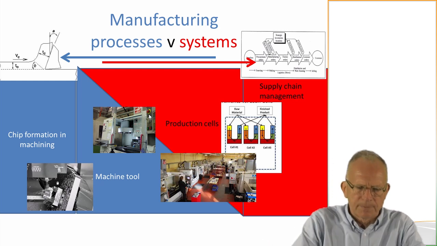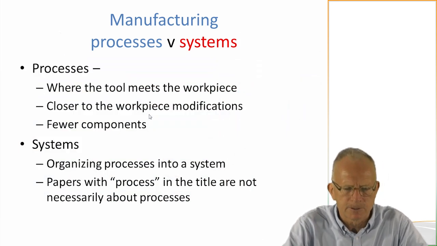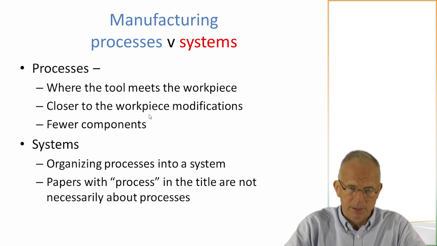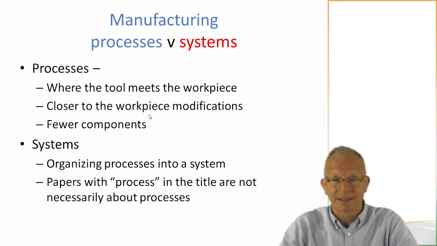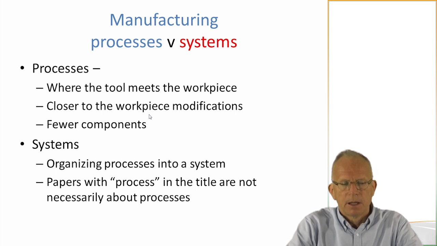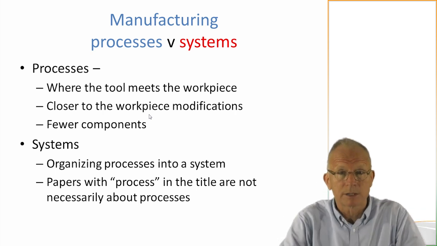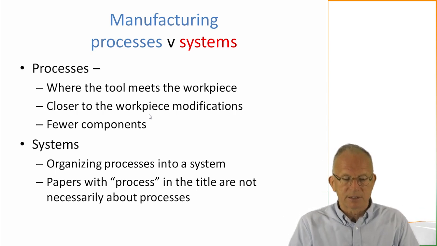All right, let's take a look here too. The process is very clearly where the tool meets the workpiece. So these are clearly manufacturing processes. But sometimes it's difficult to say they're not systems. So the closer to the workpiece modification and the fewer components that are involved, the more it looks like a process and the less it looks like a system.